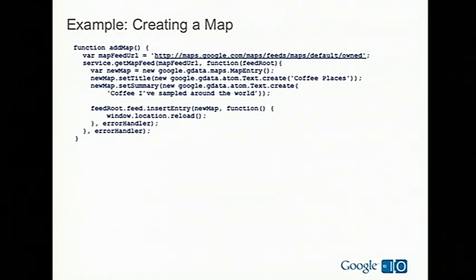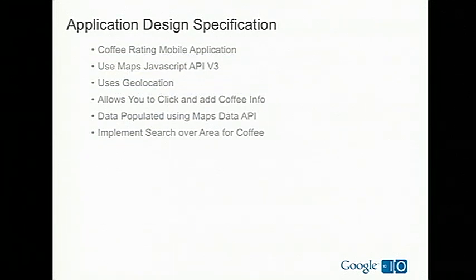I'm going to set the title. I'm going to set the summary. And then I'm going to call insert entry. Insert entry is actually doing the HTTP post there. So that will do the whole operation. Once that's done, it'll return, and I will get my map, and it will return an ID.